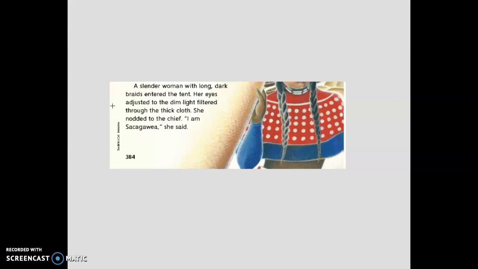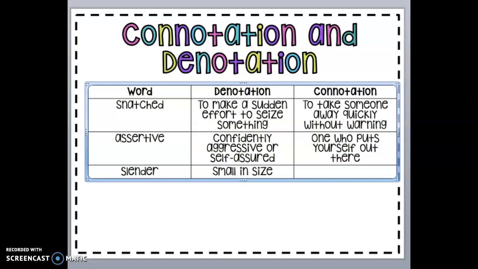So we know that the denotation of slender means, let's head back to our chart, small in size. But instead of saying, oh, Sacagawea is small in size, they use the word slender. So what are they trying to get you to feel about the word slender? Hit the pause button if you need time to think. If you're ready to continue, keep going or press play when you're ready.